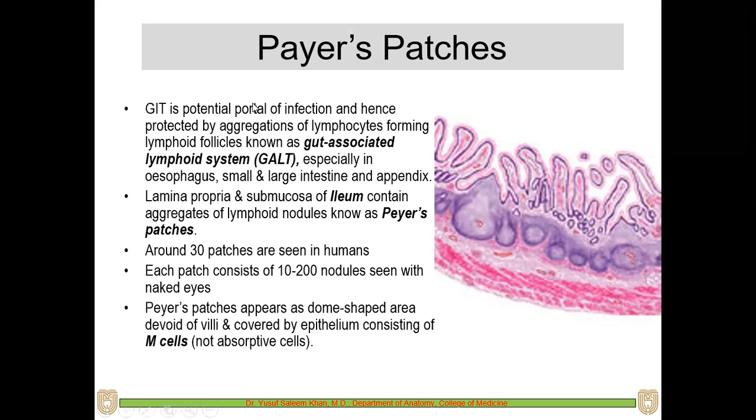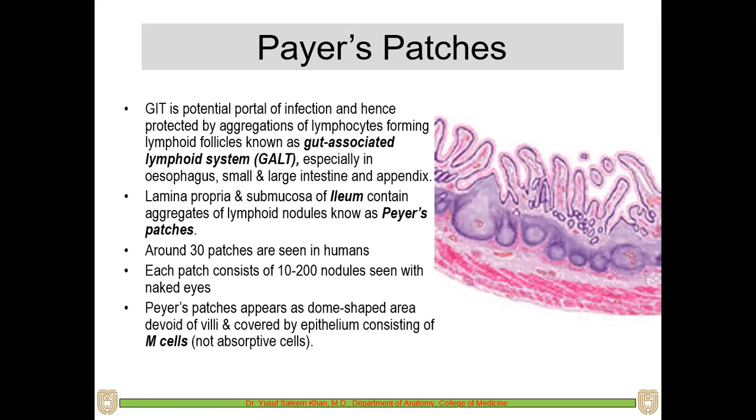Hence, they are protected by an aggregation of lymphocytes. There will be an aggregation of lymphocytes forming lymphoid follicles, and they have a special name in the intestine.